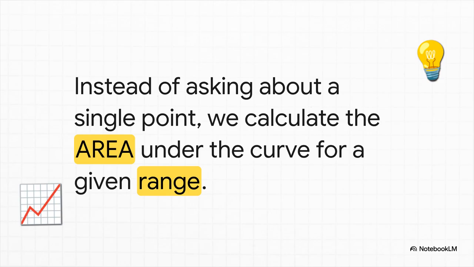So the best way to picture this is to think of that probability distribution as a smooth curve. The probability of landing in a certain range isn't a point on the curve. It's the total area under the curve between your start and end points. We're measuring a region, not a pinprick.